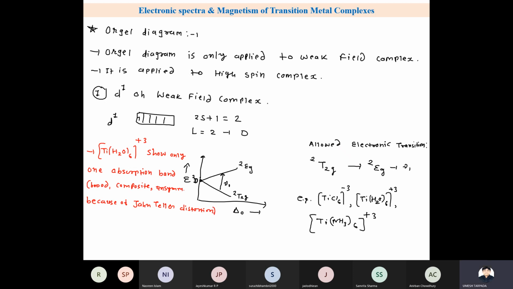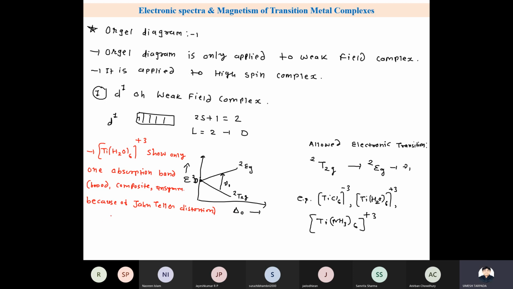Or you can say the band observed is unsymmetrical, broad or composite. In this complex, you can have a single band due to this composition, but other complexes show two bands because of the Jahn-Teller distortions. So instead of getting one, the other complexes show two bands.